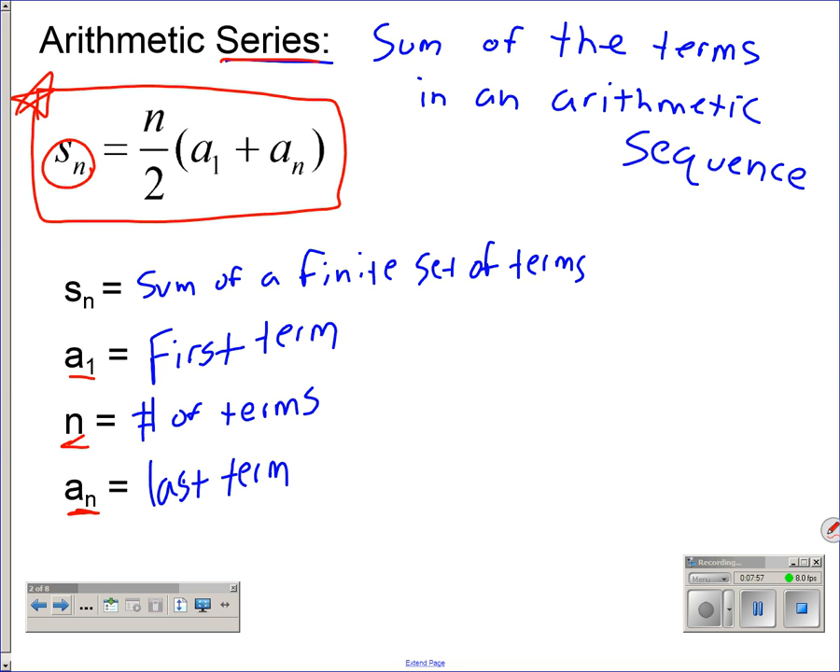But a sub n in this case represents your last term. So basically what the formula says is do your first plus your last, divide by 2, so basically average them, and then multiply by n. And that will tell you the sum of any series. Okay? That's it.